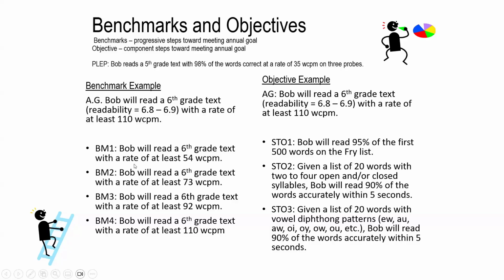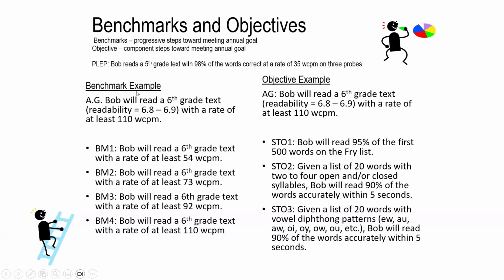Bob will read a sixth grade text with a rate of at least 54. Then we see the same thing. Bob will read a sixth grade text with a rate of at least 73. Bob will read a sixth grade text with a rate of at least 92, and so on up to the fourth benchmark matching the goal exactly. So it's written the same exact way. All we're doing is incrementally increasing the degree. The objective is written a little bit different. These are component steps towards meeting an annual goal.